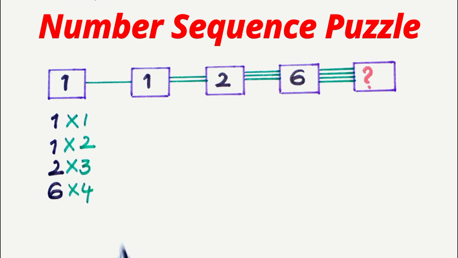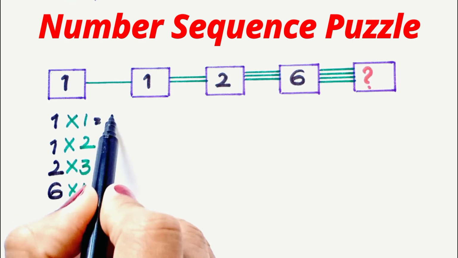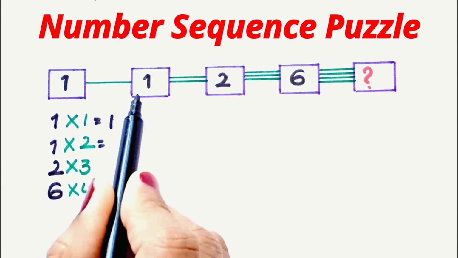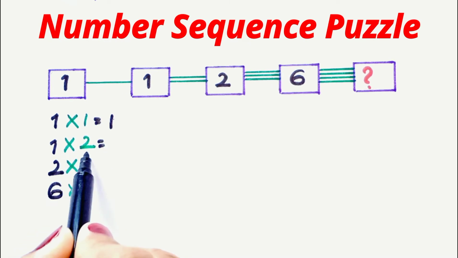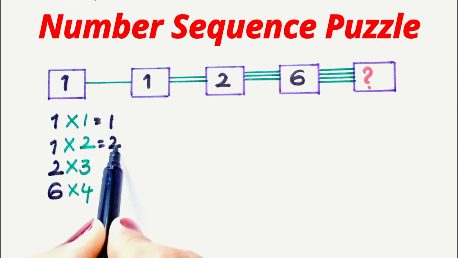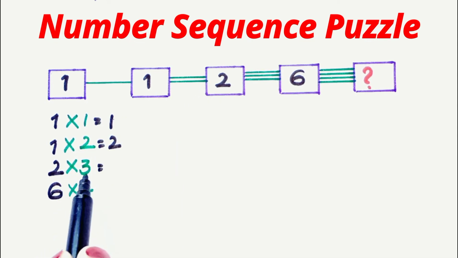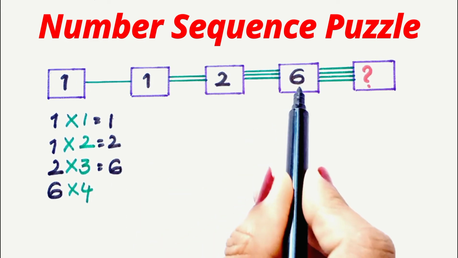Now, let us multiply the numbers with their end lines. 1 times 1 is 1, and this 1 comes as the next number in the sequence. Now, 1 into 2 is 2. Now, this 2 comes as the next number in the sequence. 2 into 3, 3 2s are 6. This 6 comes as the next number in the sequence.